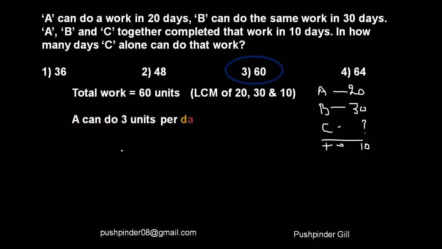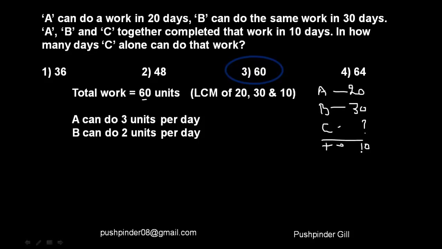That means he must be finishing 3 units per day, right? Similarly, B over here is able to finish the job in 30 days. That means he must be finishing 2 units per day, because the total work is of 60 units and he's finishing the work in 30 days. That means every day he's finishing 2 units.